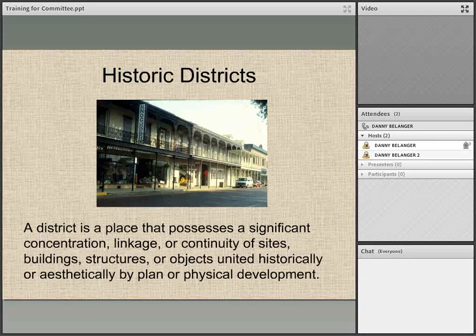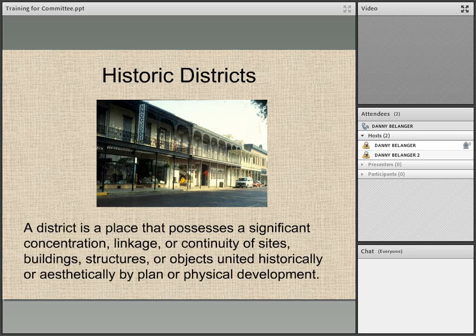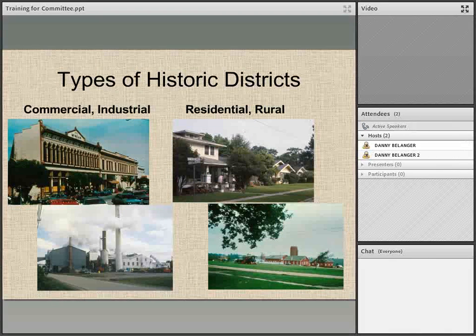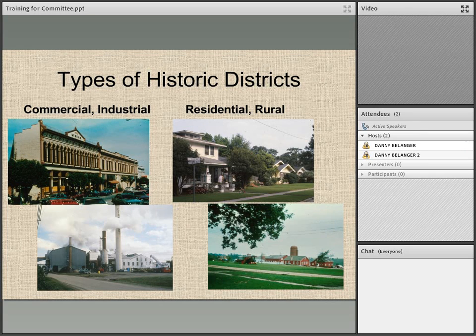In addition to individual nominations, you'll also see historic district nominations, and like I said before, a district is a place that possesses a concentration of sites, buildings, structures, or objects. There are 4 types of historic districts: commercial districts, industrial districts, residential districts, and rural districts.